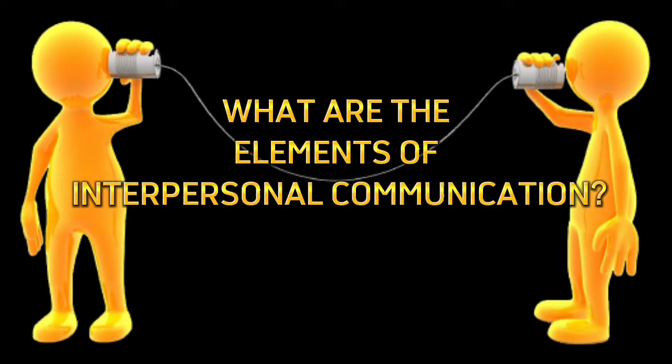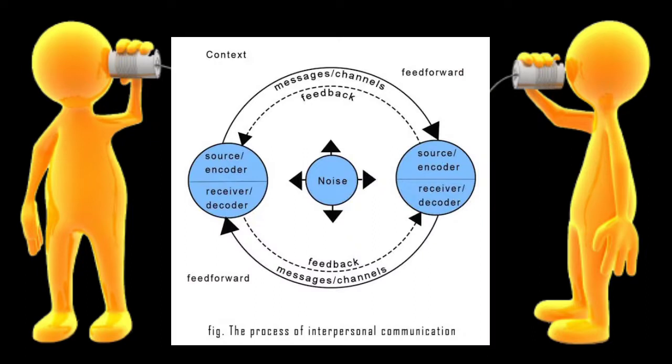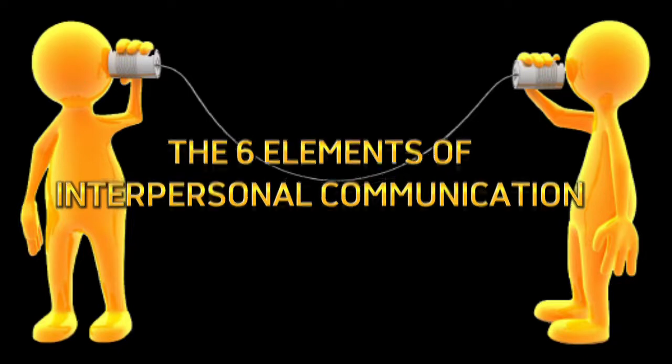What are the elements of interpersonal communication? Interpersonal communication has 6 elements. Each element has a role to influence the attitudes and behaviors of others, create contacts, make friends, and maintain relationships, make sense of our world and better understand our experiences in it, express our personal needs and understand the needs of others. These are the 6 elements of interpersonal communication.